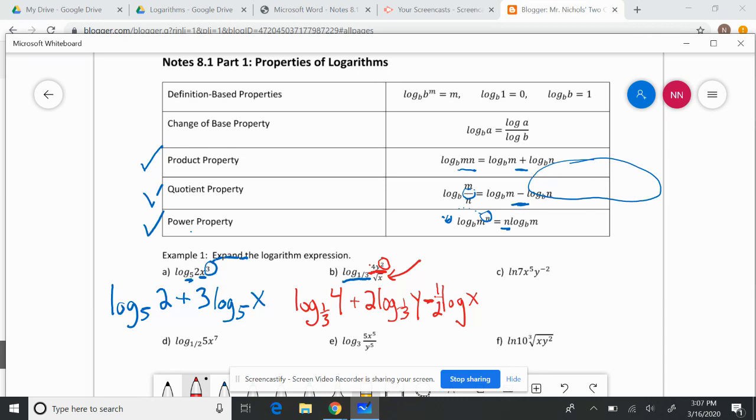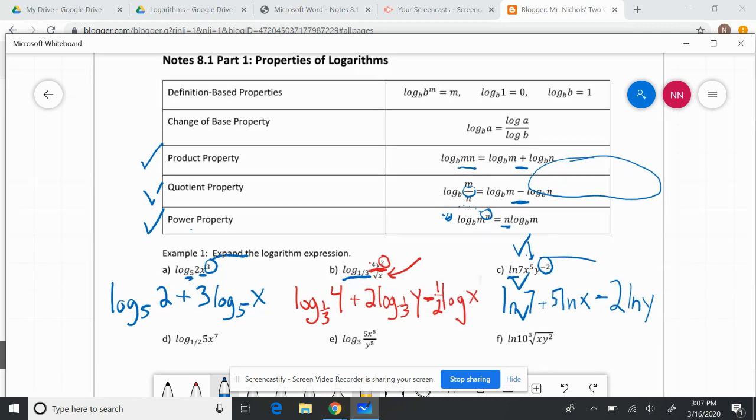Now, if we're looking at the next one, we see that we have a natural log. Natural log follows the same rules as a log. So we're going to put natural log of 7 plus natural log of x. Once again, we see an exponent, so we put it to the front. And in this case, we have a -2, so we're going to put minus 2 natural log of y. And that right there is our answer.